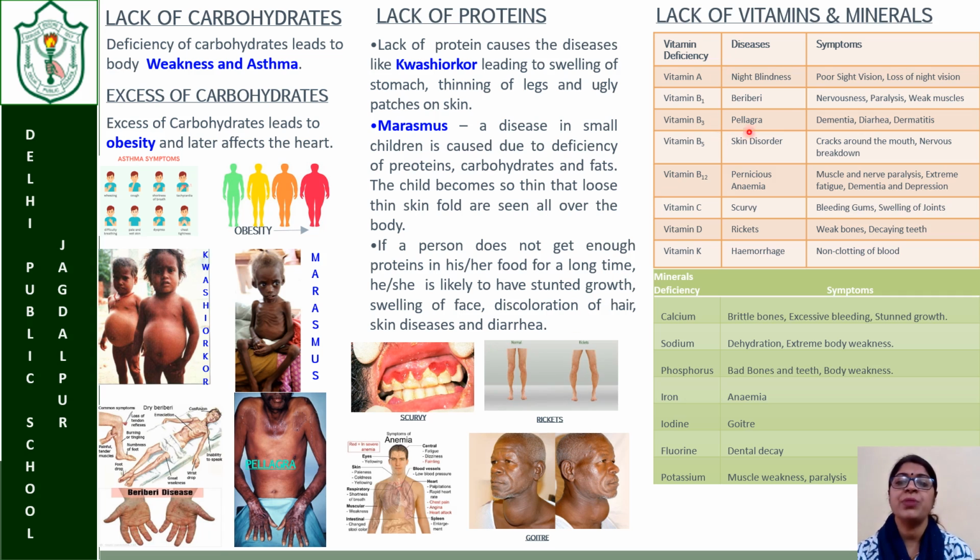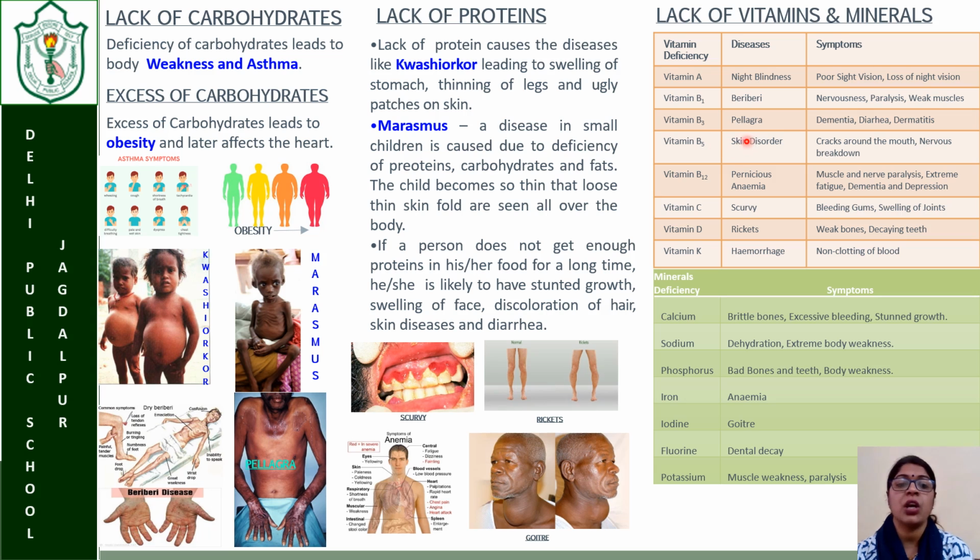Now, some vitamins we had already discussed, but again I am going to revise. Vitamin A deficiency leads to night blindness. What is the symptom? The person cannot see properly in the dim light or at night. Vitamin B1, the nervous system gets affected. Paralysis. Paralysis means one side of the person's limb stops working. Weak muscles, you can see that this is beriberi, it's given here.